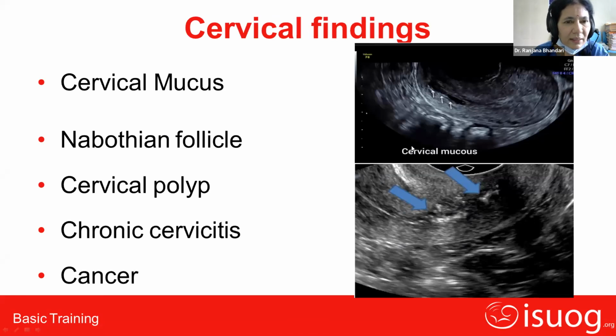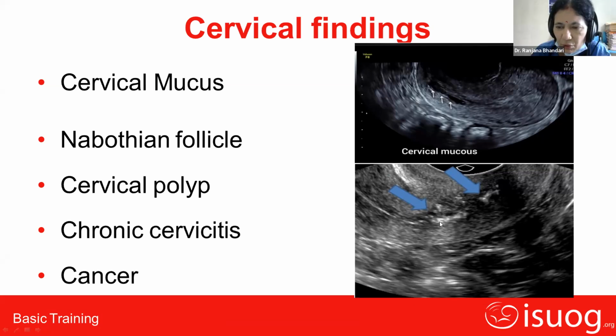So there are some cervical findings which have to be told in this slide. This is the cervical mucus. See, this is the cervix. This is the uterus. This is the cervix, and we are seeing a small amount of anechoic structure. This is cervical mucus, and for reproductive medicine, this is very important because by seeing cervical mucus in the periovulatory phase, that is on day 13 or 14, we can find out whether an HCG injection should be given or not.